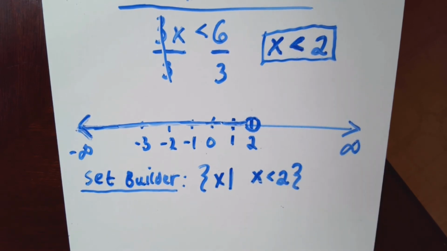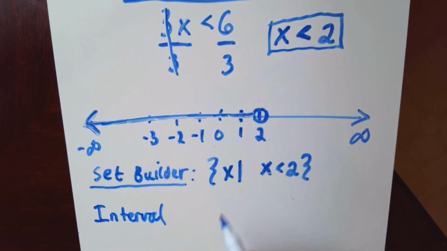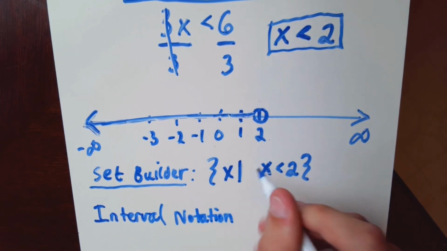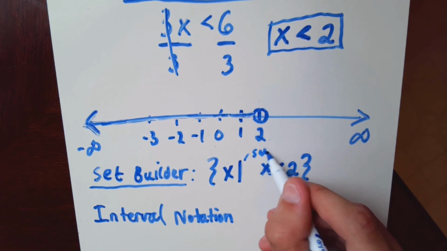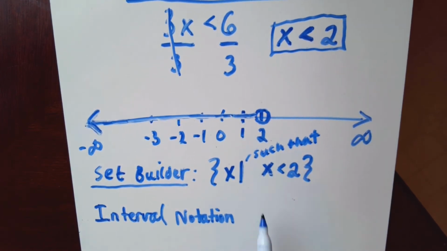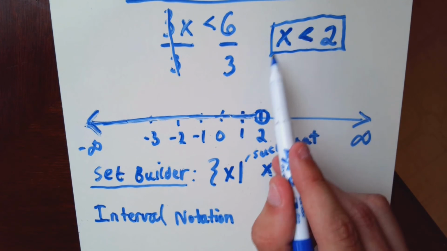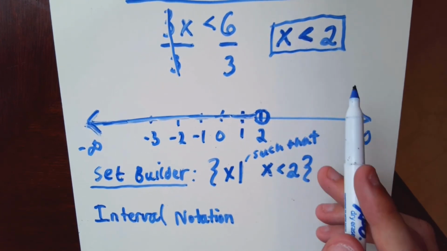Now, interval notation's a little bit trickier. Just a note, this little symbol up here means such that. So just to come back to this, the set builder notation says this is the set of x values such that x is less than 2. It's just another way of saying this, except a little bit more formally.